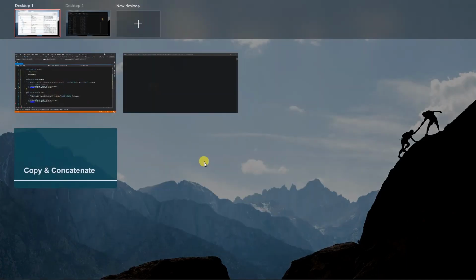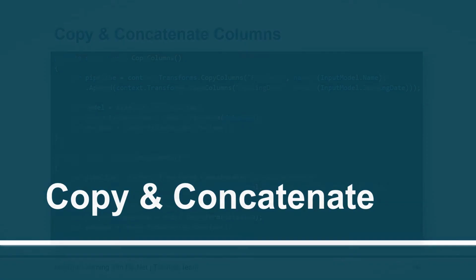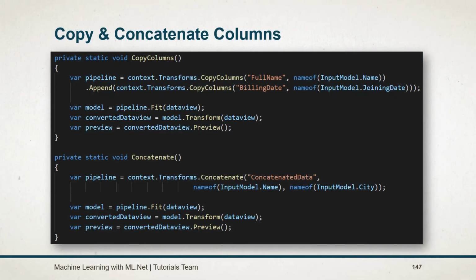Let's see what we have learned in this session. Using CopyColumns, we can create a copy of a column. It will have the same data kind as well as the value. To copy multiple columns, we need to add the estimator multiple times. Using the Concatenate method, we can concatenate the values of multiple columns into a single column. It will save all the values in a dense vector. See you in the next session.